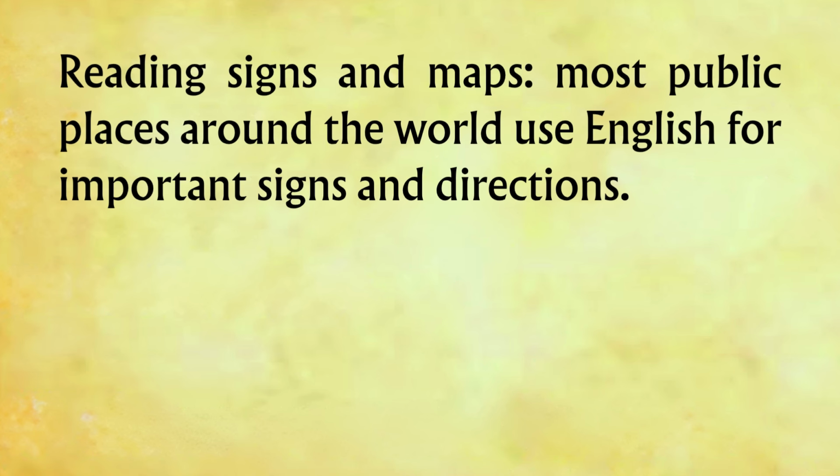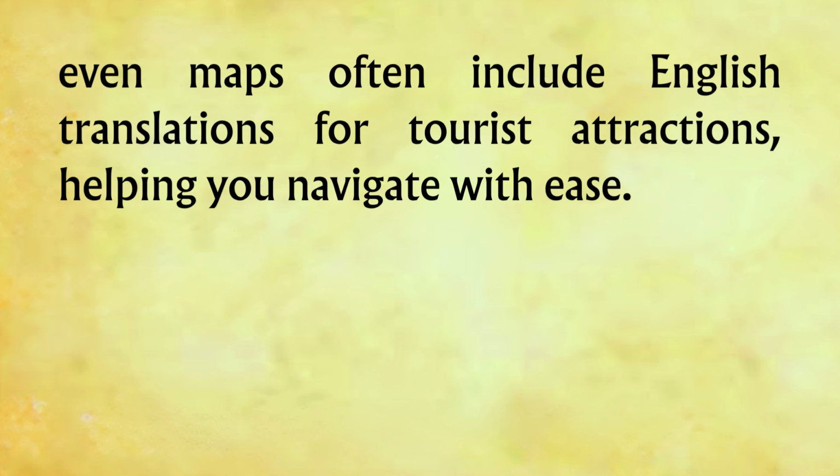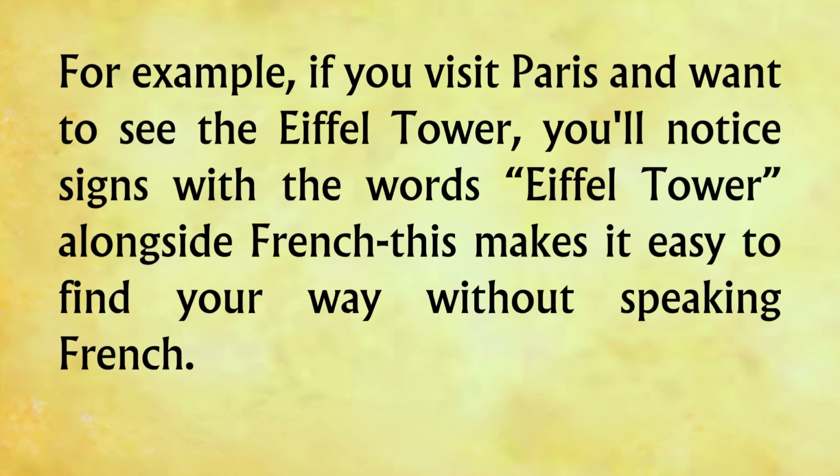Reading signs and maps. Most public places around the world use English for important signs and directions. At airports, you'll see signs like "baggage claim" or "exit" in English. On streets, you'll find English labels for landmarks, bus stops, and metro stations. Even maps often include English translations for tourist attractions, helping you navigate with ease. For example, if you visit Paris and want to see the Eiffel Tower, you'll notice signs with the words "Eiffel Tower" alongside French. This makes it easy to find your way without speaking French.